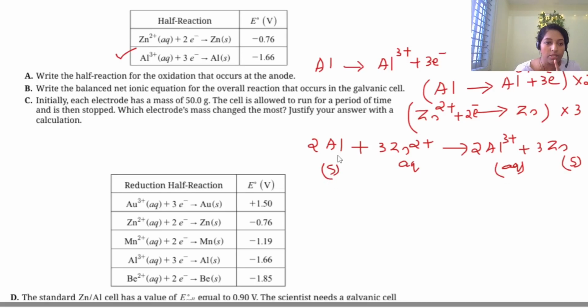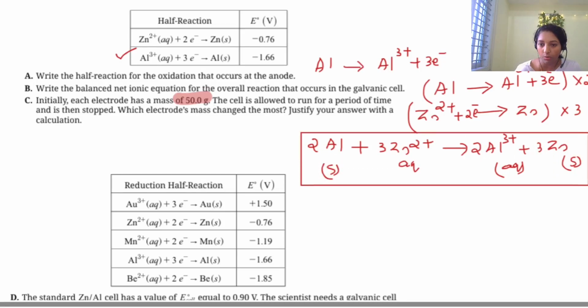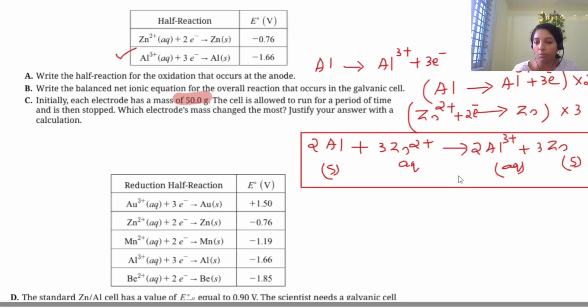Then question C. Initially each electrode has a mass of 50 grams. The cell is allowed to run for a period of time and it is then stopped. Which electrode's mass changed the most? Justify your answer with a calculation. So this is the balanced equation. From the equation you can tell it, just stoichiometry. The electrode mass has to change, which means we look at the solids.